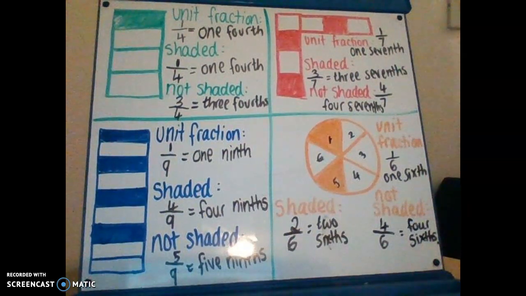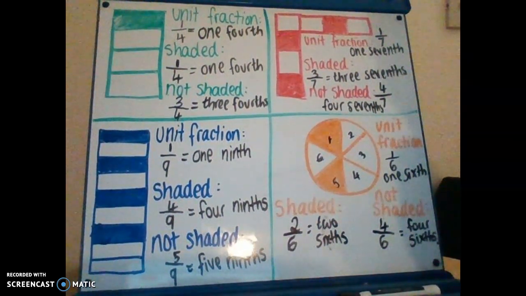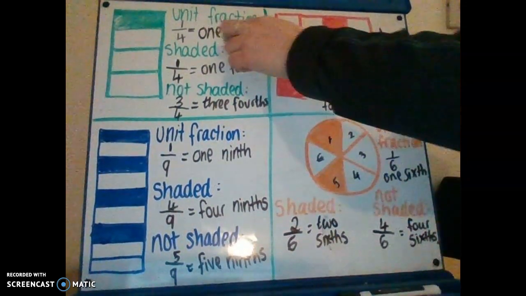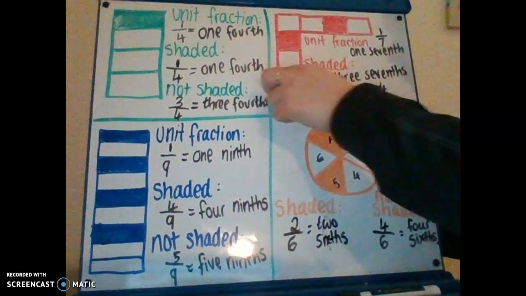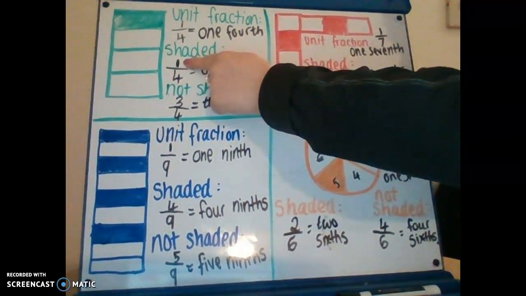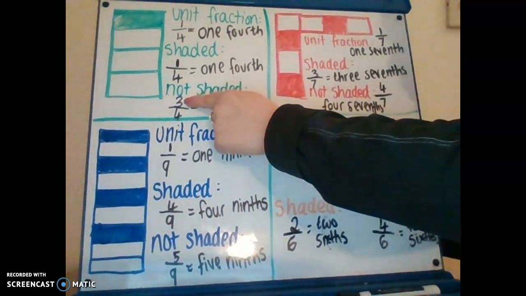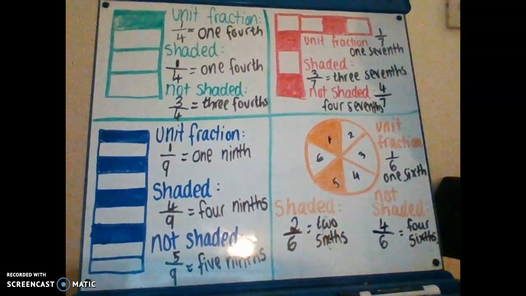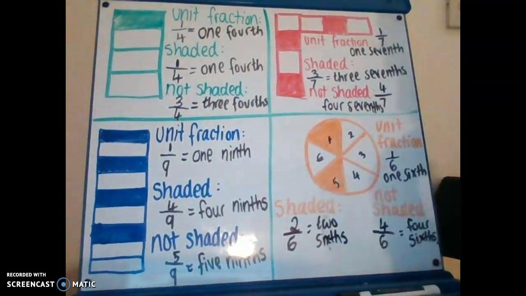Nice job with that today, girls. I hope that we can work through and follow through. It's important to remember our unit fraction is just one part of it. Where we're counting the shaded part, our numerator is what we're counting for. And for our not shaded, our numerator tells us what we're counting for, as in the not shaded part. You can write it in fraction form, and you can write it in word form also.